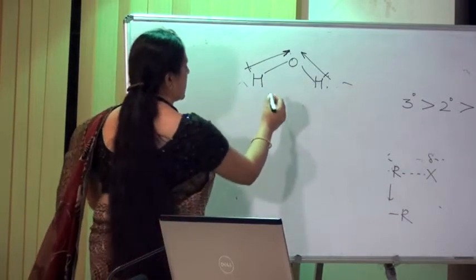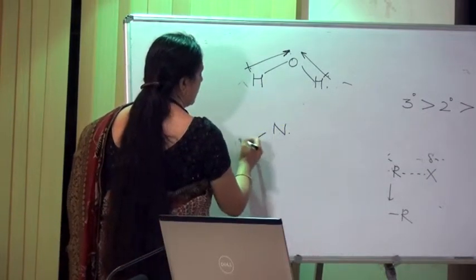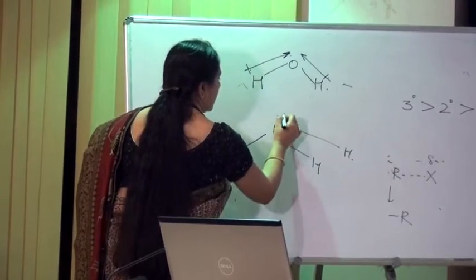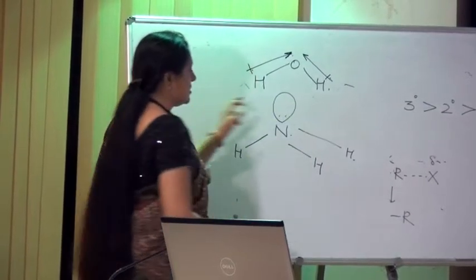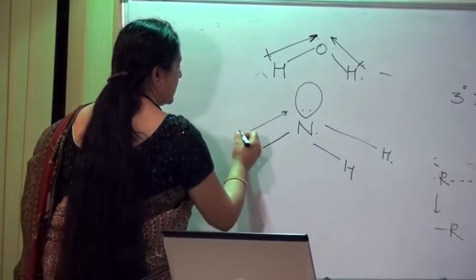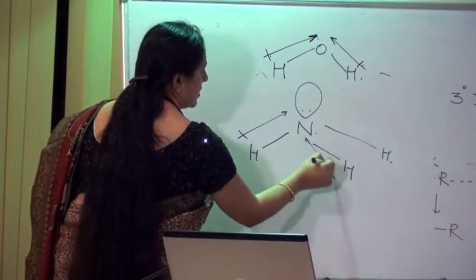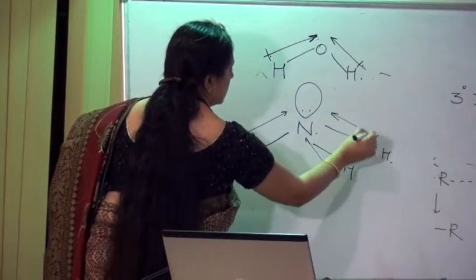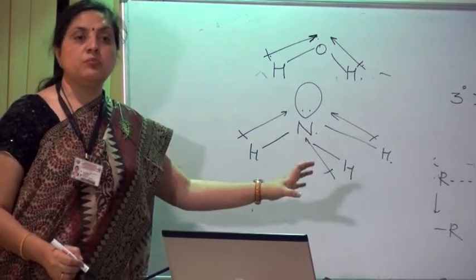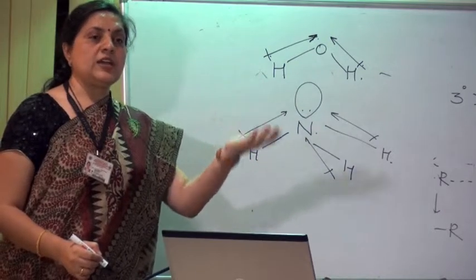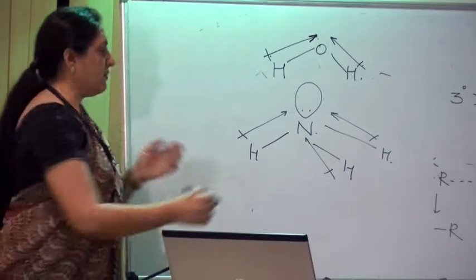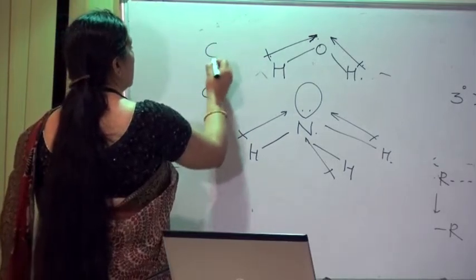Now, the same thing happens in ammonia also. Ammonia as such is tetrahedral and one position is occupied by the lone pair of electrons. Here also, when you see the dipoles, it is like this. So that's why ammonia also has a net dipole moment. In the same way, that day we had talked about CH3Cl, isn't it? Chlorine here.